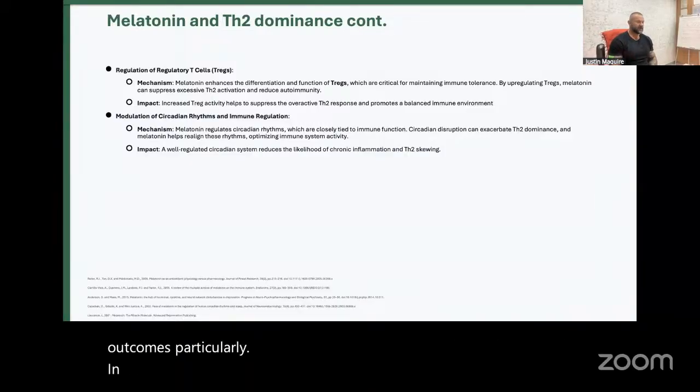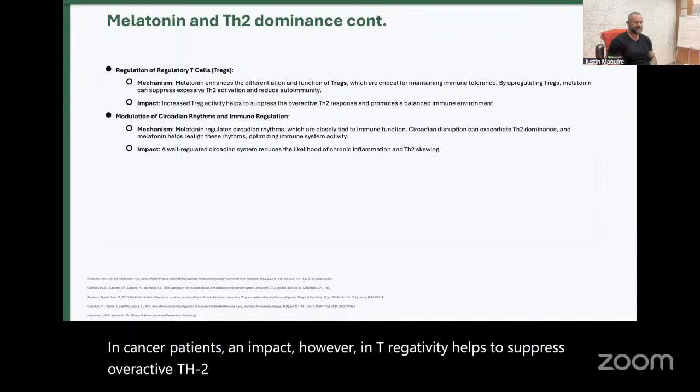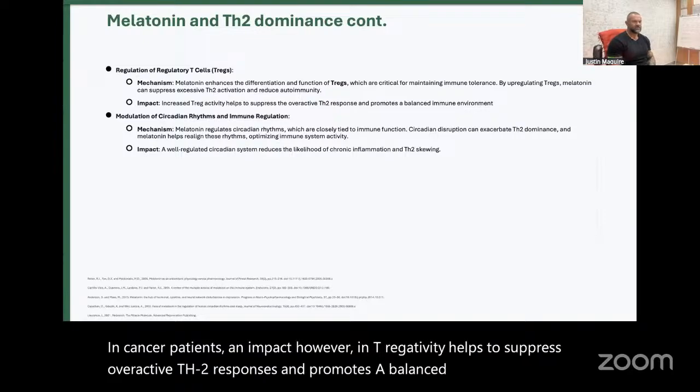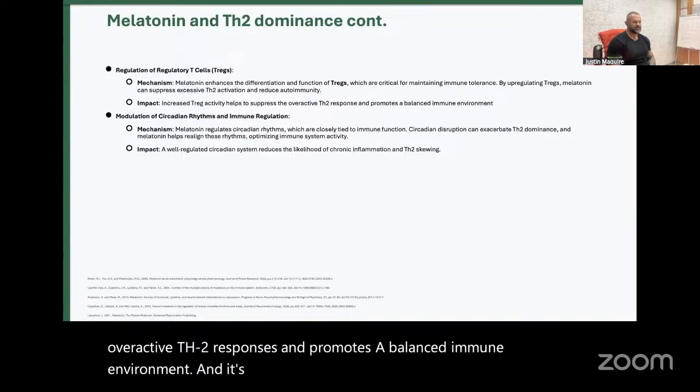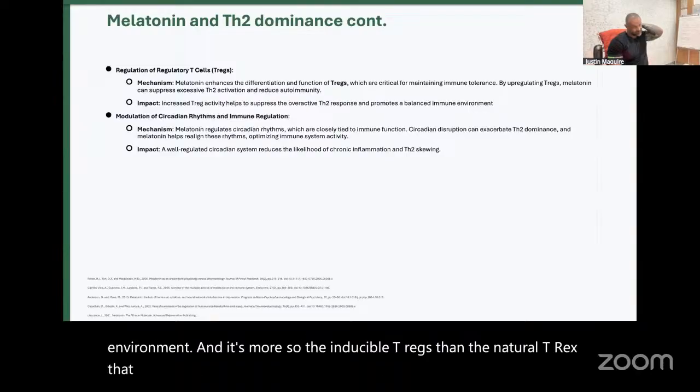An impact, however, in Treg activity helps to suppress overactive Th2 responses and promotes a balanced immune environment. And it's more so the inducible Tregs than the natural Tregs that melatonin increases the output of.